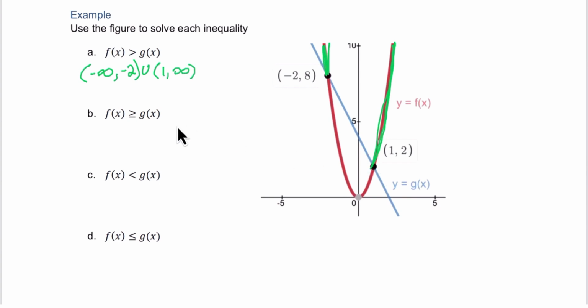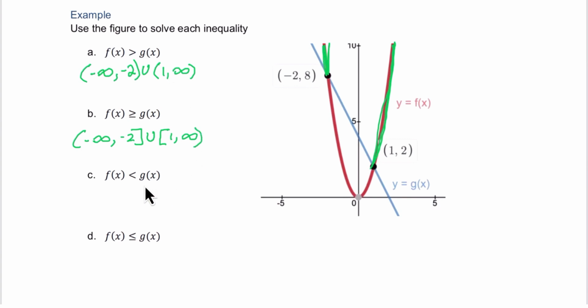Part B is very similar. This time it's asking where is f greater than or equal to g. That means we can now include those intersections, negative 2 and 1. So we'll have negative infinity to negative 2 with a bracket, union, bracket the 1 to infinity.